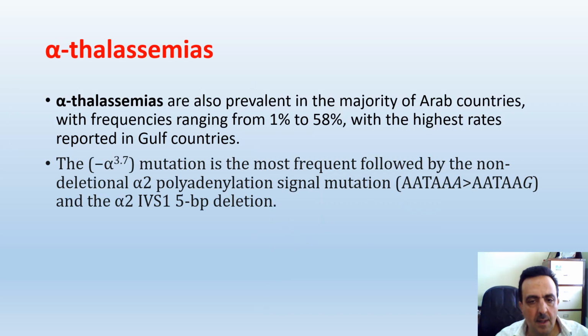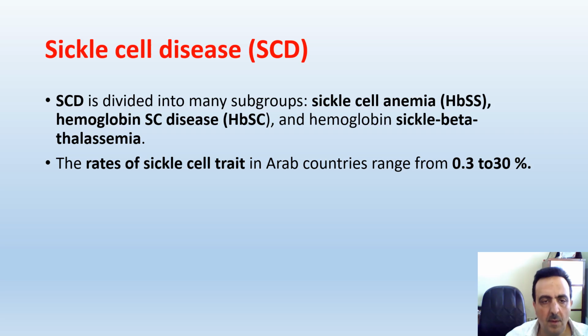Actually, alpha thalassemia is also quite common here in the Arab region, with frequencies ranging from 1% to 85%, and the highest rate of alpha thalassemia is in the Gulf region. This mutation, alpha 3.7, is the most common mutation here in the region. Well, there are some other mutations as well.